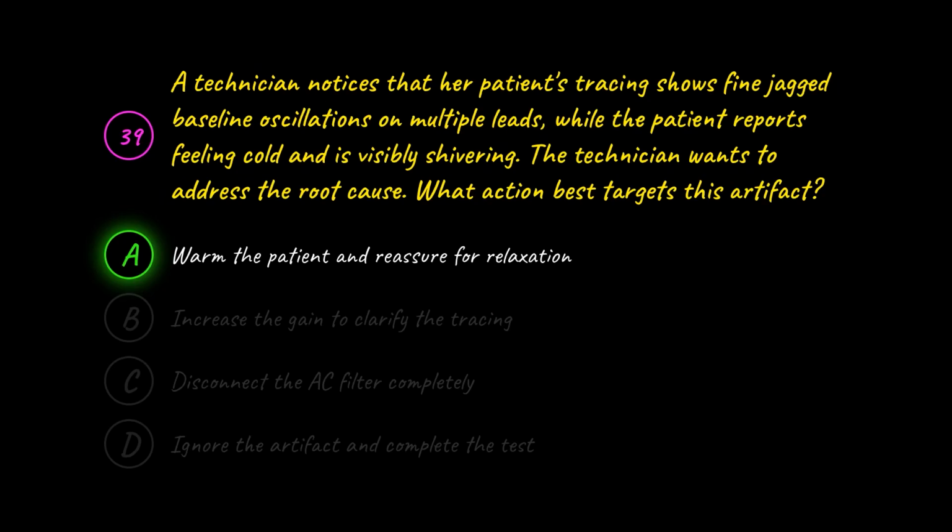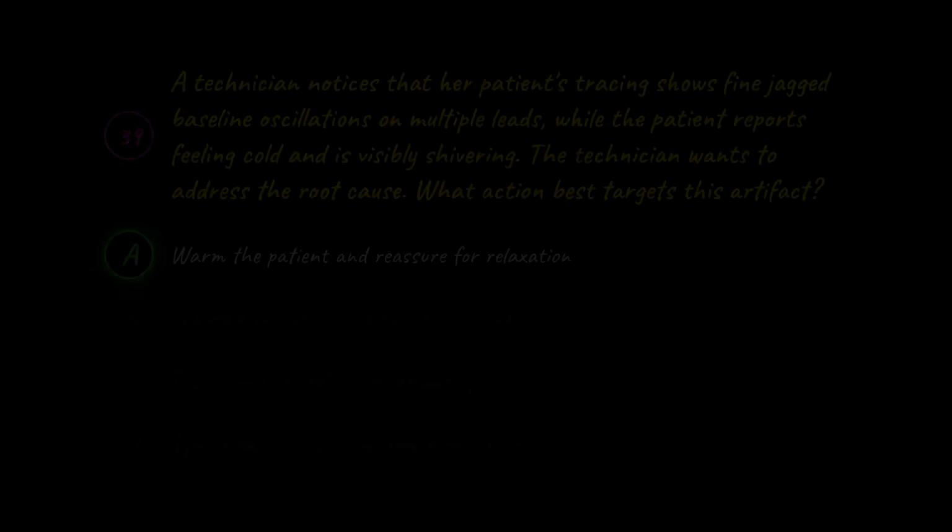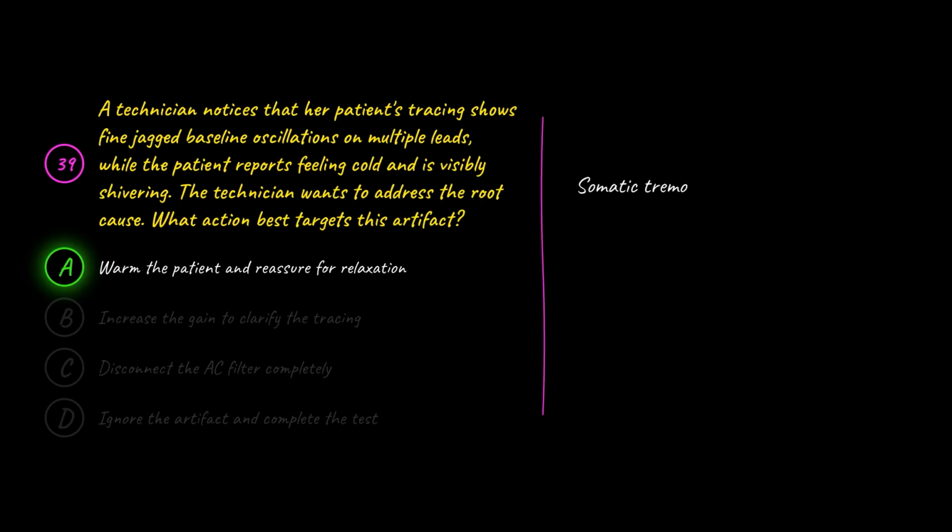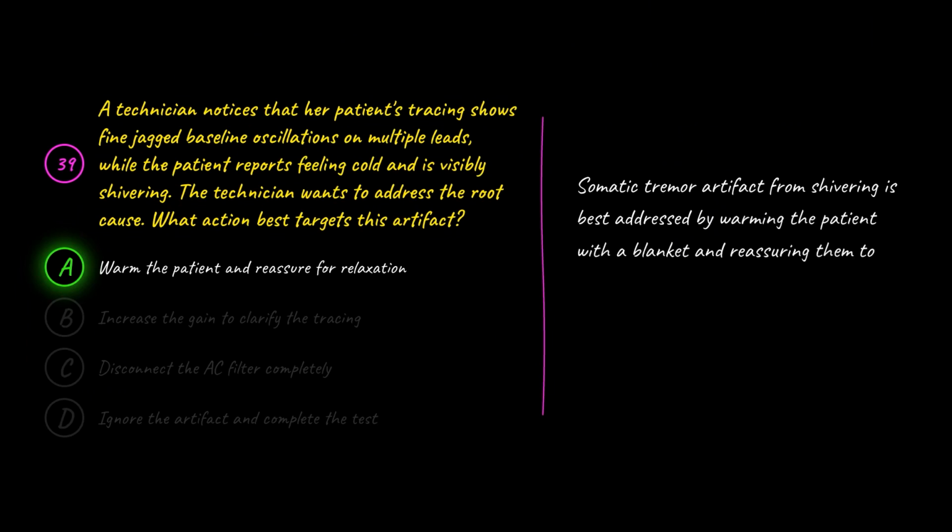The correct answer is A. Warm the patient and reassure for relaxation. A is correct because somatic tremor artifact from shivering is best addressed by warming the patient with a blanket and reassuring them to reduce both temperature, stress, and anxiety. Once the muscles relax, the baseline cleans up and the tracing becomes interpretable.